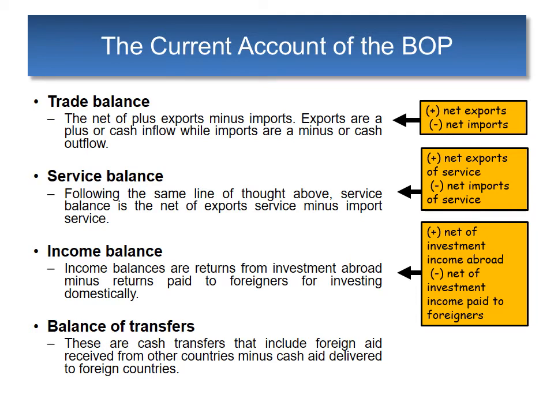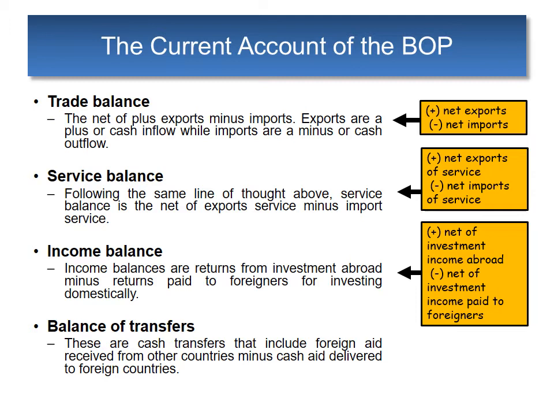An example of returns made from investing abroad is when Jollibee, a Filipino company, for example, invests in Coffee Bean and Tea Leaf, a U.S. company. The profit made by investing in the U.S. business constitutes a plus for the income balance.